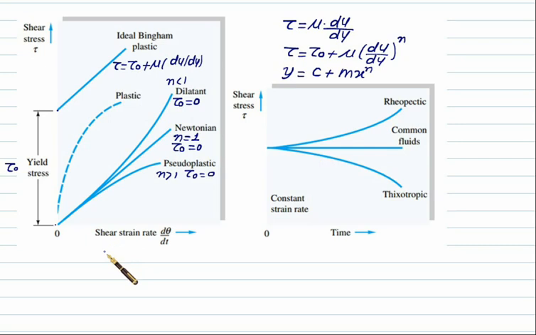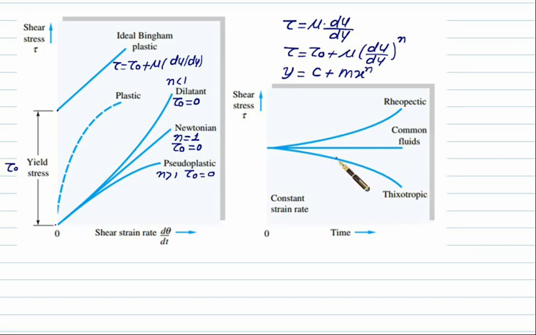There are a number of fluids we have to introduce here based on the classification of shear strain. We have a Newtonian fluid, and the others are called non-Newtonian fluids. In the non-Newtonian fluid, we have a dilatant fluid, pseudoplastic fluid, and the ideal Bingham fluid. Depending upon the shear stress and the time, there is a change in the viscosity, so we have the rheopectic fluid, then the thixotropic fluid, and the common fluids.